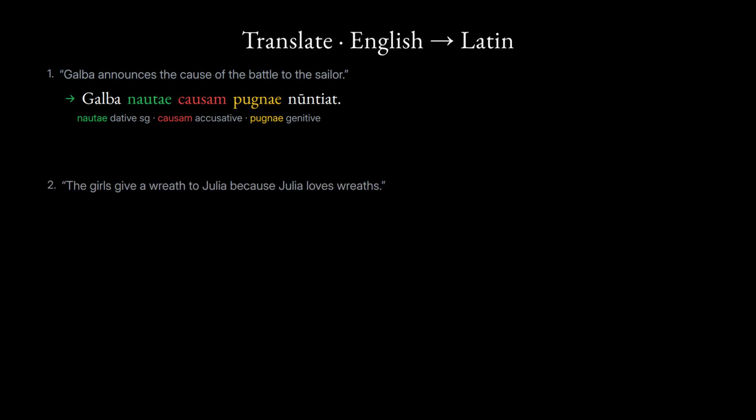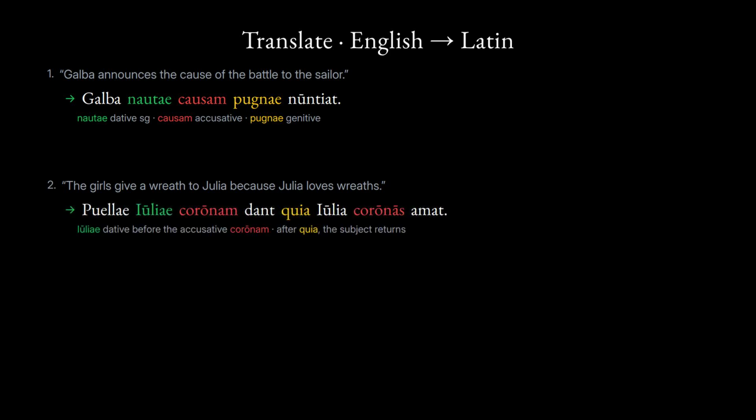The girls give a wreath to Julia because Julia loves wreaths. Puellae Iuliae coronam dant quia Iulia coronas amat. The dative indirect object comes before the accusative direct object.